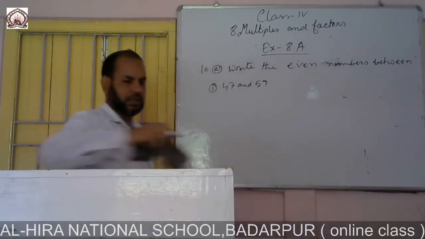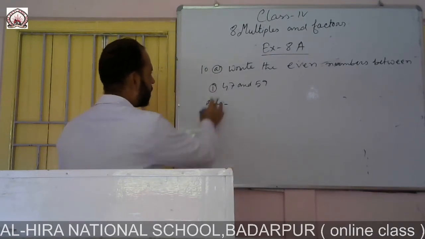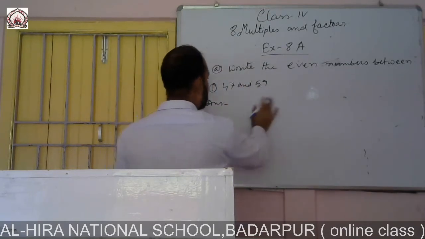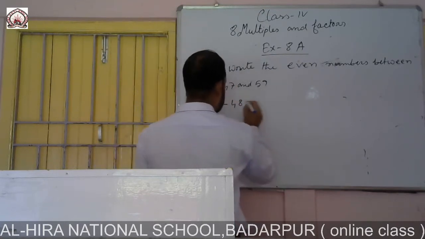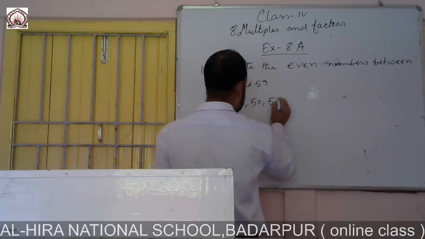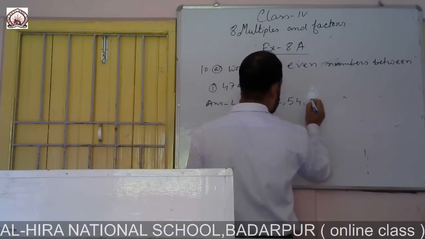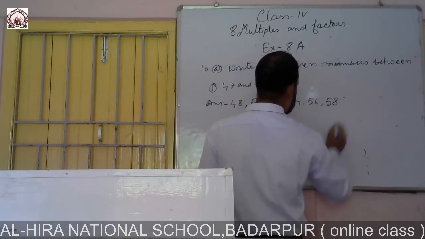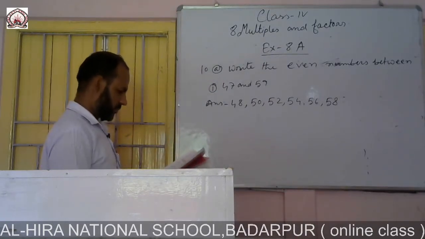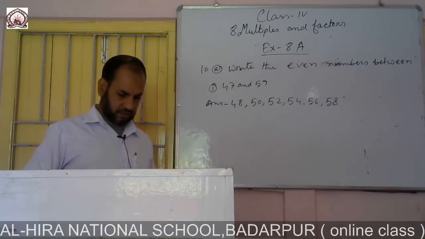So here 47 is an odd number. So between 47 and 59 we write all even numbers. 47, then 48 is even. 49 is odd. 50, then 51 odd. 52, then 53 odd. 54, then 55 odd. 56, 57 odd. 58. So 48, 50, 52, 54, 56 and 58. Next question.